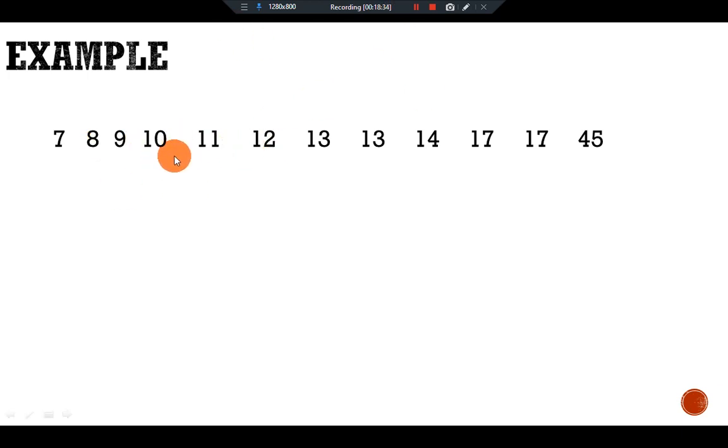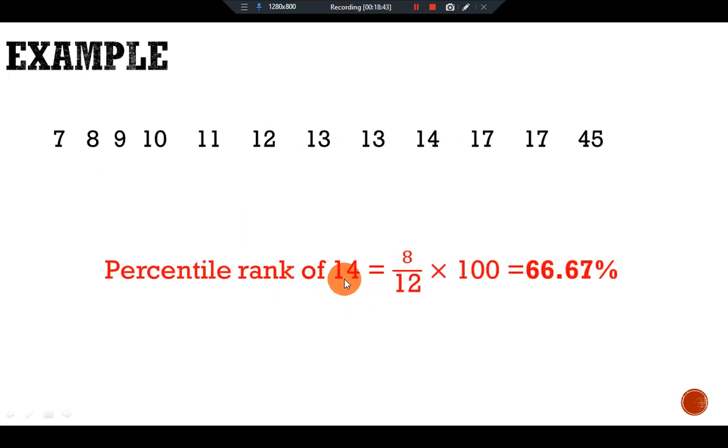We find that 8 of 12 values are less than 14 billion. So the percentile rank of 14 is equal to 8 divided by 12 multiplied by 100. If we want to find the percentile rank of 14, we put 14 here and count the observations less than 14, that is 1, 2, 3, 4, 5, 6, 7 and 8. We put in 8 and divide by the total number of observations, multiplied by 100.